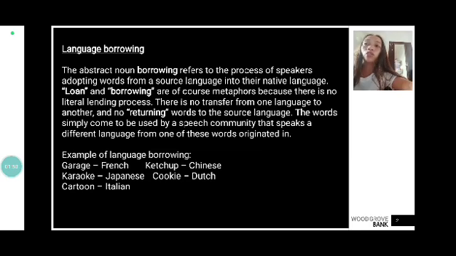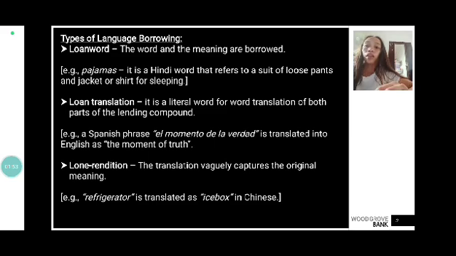So moving forward in discussing the types of language borrowing, first is loan word. It is the process wherein the word and the meaning are borrowed. In this type of borrowing, there is no word and meaning translation. You will just simply borrow the word. So, for example, the word pajama. It is a Hindi word that refers to a suit of loose pants and jacket or shirt for sleeping. Another example may include the word agenda. It is a Latin word that refers to a list of items to be discussed at a meeting.